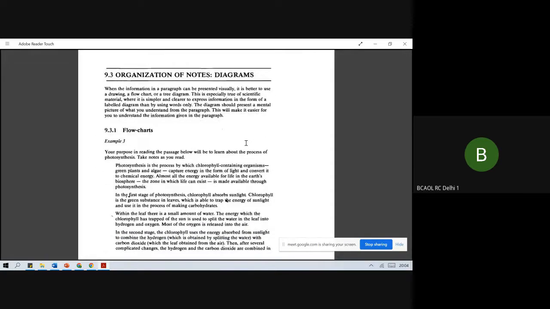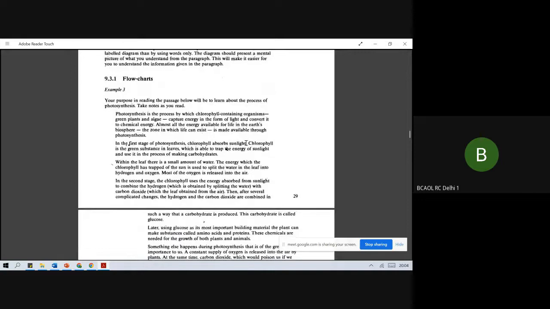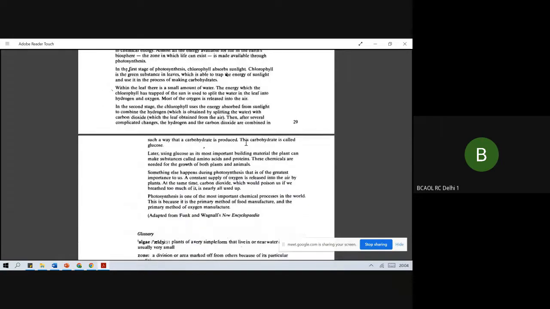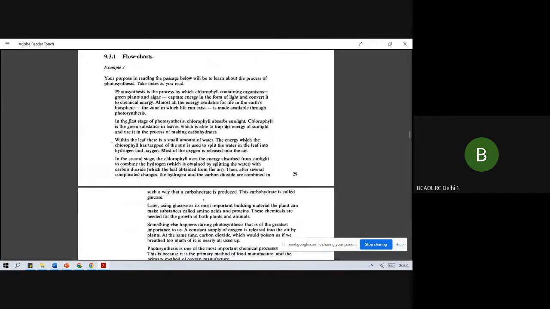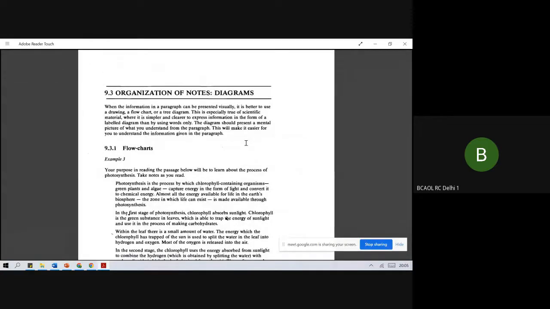It can be a flow chart, diagram, or pie chart. It depends on the topic you got. You can make the format. I'm talking about the format of taking note. You can make the note in flow charts.